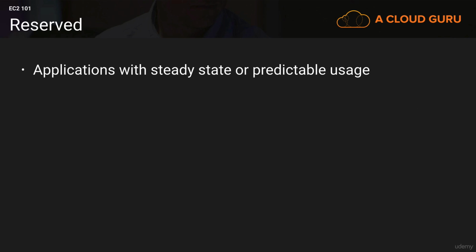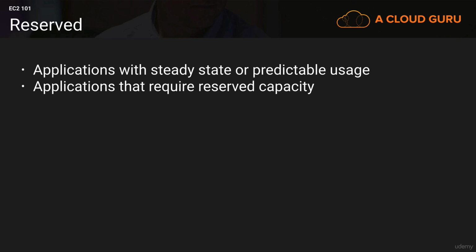Okay, so with reserved instances, you'd use this where you've got applications with steady state or predictable usage. So maybe you need a minimum of 2 web servers to serve your constantly online user base of 10,000 people. So what you would do is you'd go ahead and reserve capacity, be it a 1 or a 3 year period, and then you pay that up front and you get a significant discount.